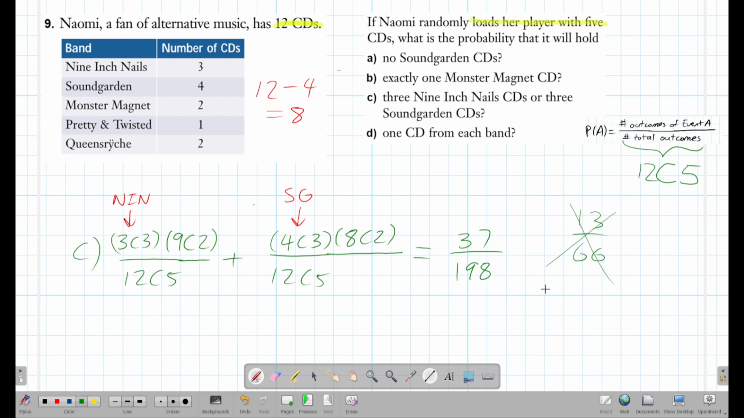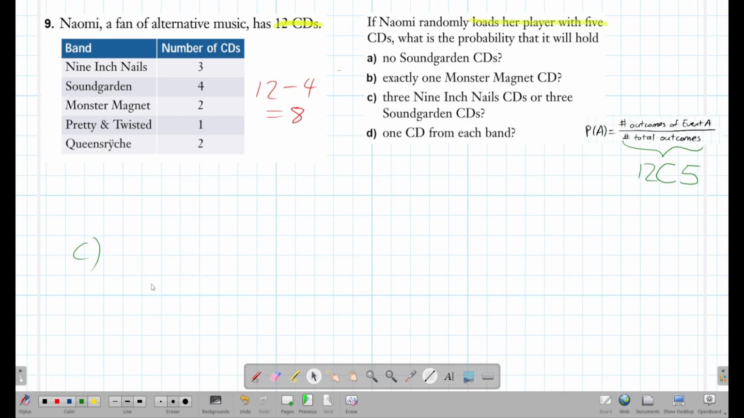Okay. All right. Last part. Last question. Oh my lord. All right. Last question is just 1 CD from each band. Okay. This one is going to suck. You'll see why. All right. So our denominator has not changed. It's still going to be 12 choose 5. But we need to pick 1 CD from each band. So this is how we're going to do it.